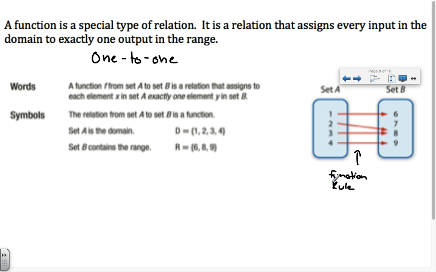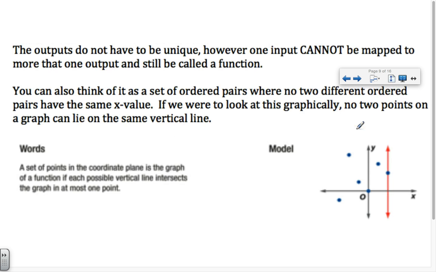What you might notice is that you have the 2 and the 3 mapping to a single value, and that's okay. But what you don't want to have happen is you don't want to have something in this set mapping to two separate elements in the range. That will actually mean that it's not a function. We're going to talk about what that means in a minute. The outputs do not have to be unique. However, one input cannot be mapped to more than one output and still be called a function.